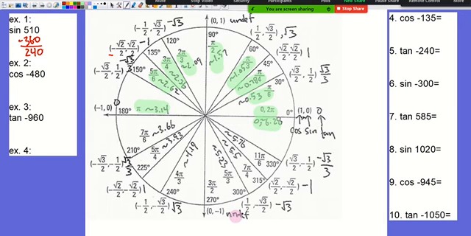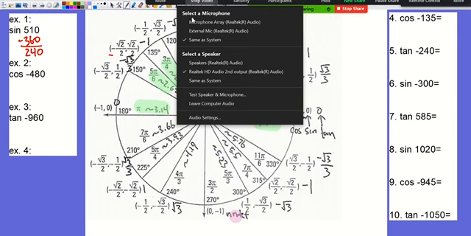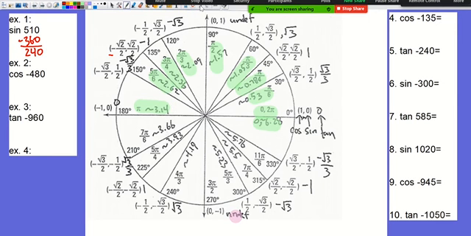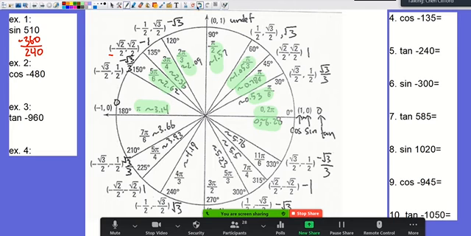and I'm left with a 240. That I don't think that's right. 510, I'm left with a 150. Yeah, just a little bit off. Jeez Louise, man. So I get 150.